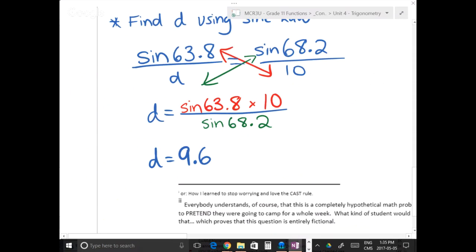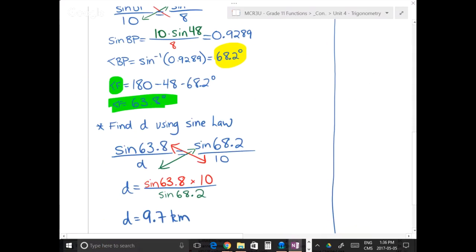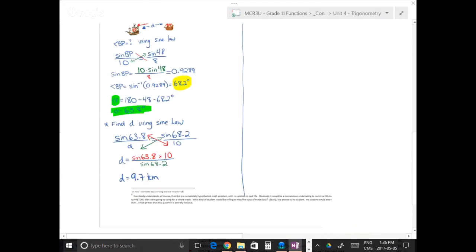9.6? 9.6 what? 9.66. So we'll call it 9.7. I'm going to go down to 2 decimals now that we're at the end. So I'm 10 kilometers away from the bear paw, outside of cannon range. That's unfortunate. How do we feel about that answer? I like it. I think it's good.